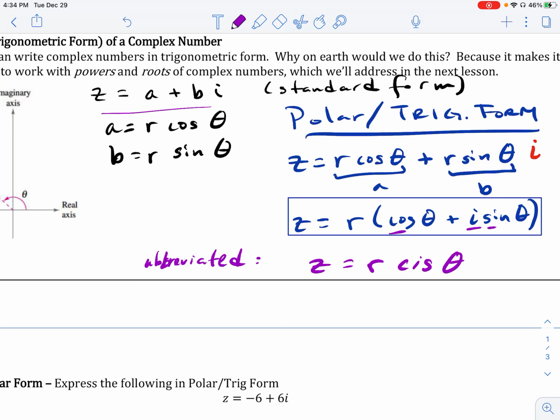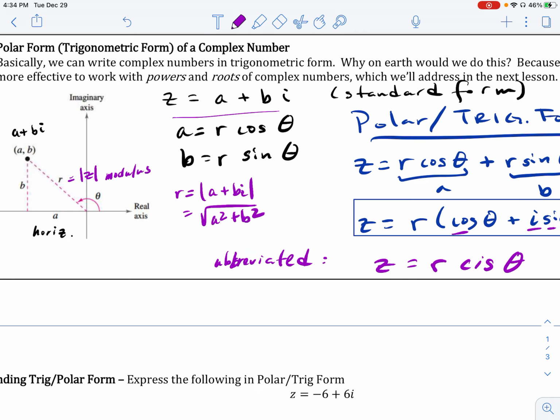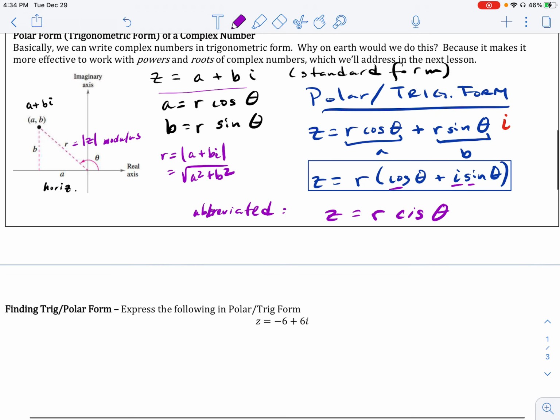A couple things we want to just remember here. r represents our magnitude. It's the magnitude of our complex number, or our modulus. And we would find r by simply taking the absolute value of our complex number, just the same thing that we discussed earlier. Okay, so let's go ahead and try a few practice problems where we convert or rewrite a complex number that's in standard form into polar or trigonometric form.